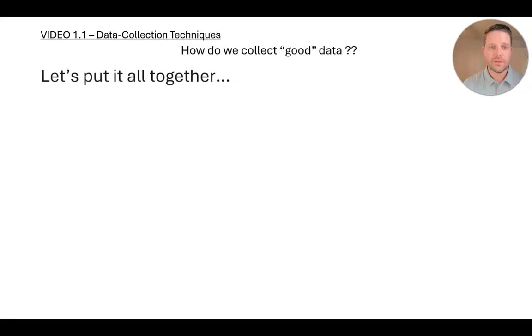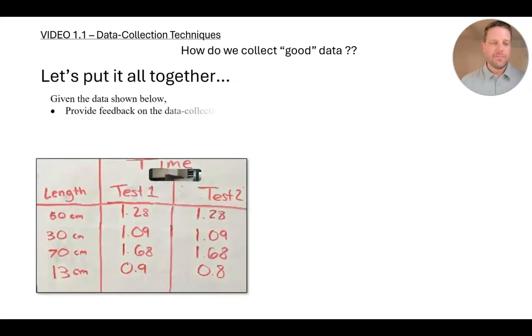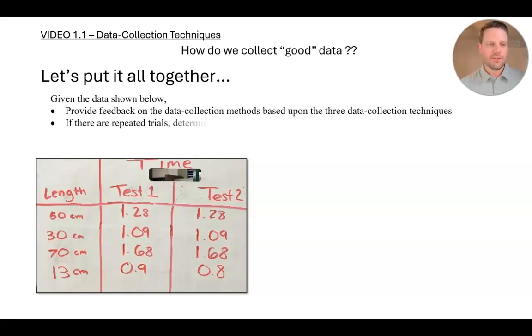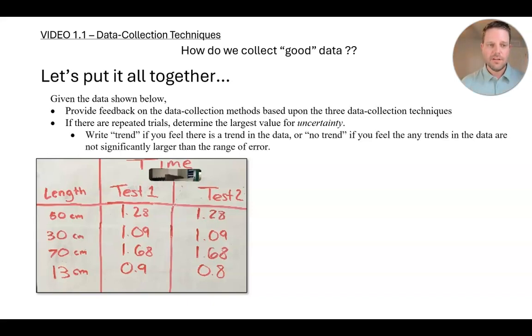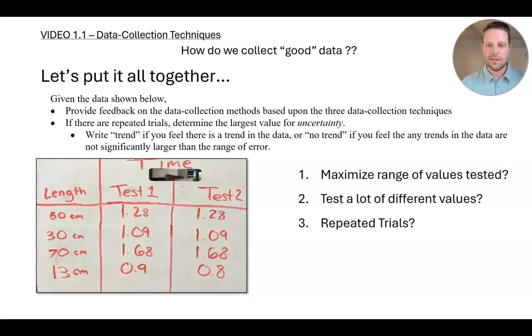All right, so let's put it all together into one question. Given this data, let's provide feedback on the data collection methods based on those 3 data collection techniques. And if there are repeated trials, we're going to determine the largest value for the uncertainty. And then we're going to determine if there was a trend in the data or no trend based on the uncertainty. Okay, so we're going to just list out those 3 techniques that we just talked about, and we're going to say, like, did they do it, yes or no? I often will just use like a happy face, frowny face on these just to assess.